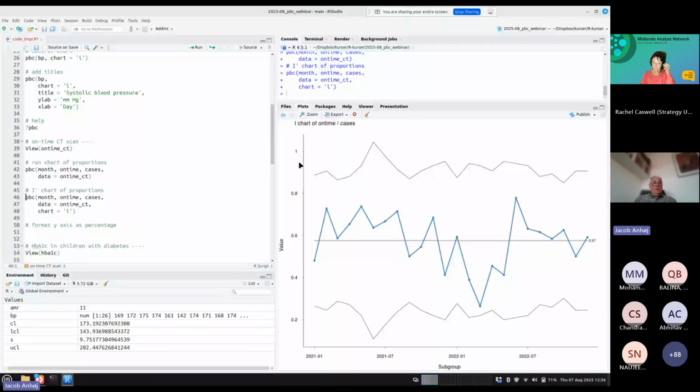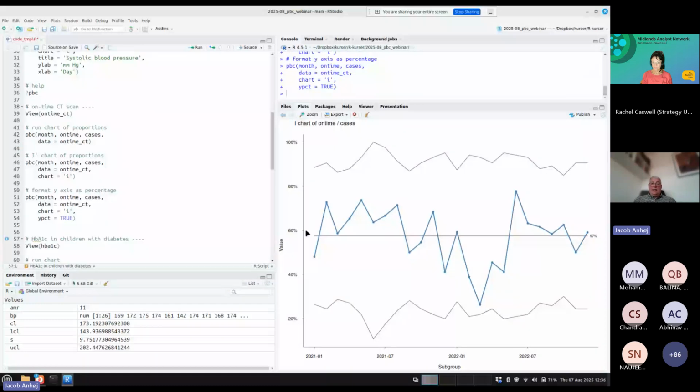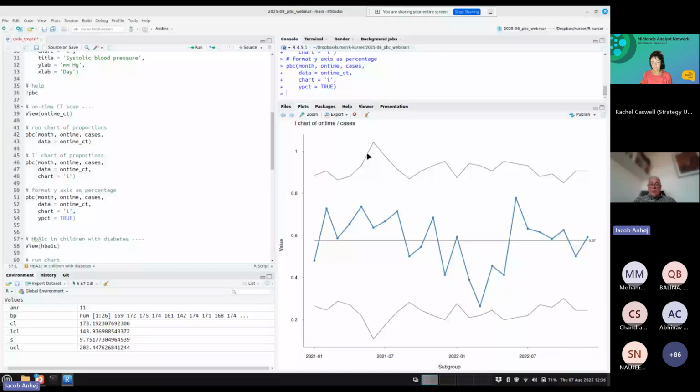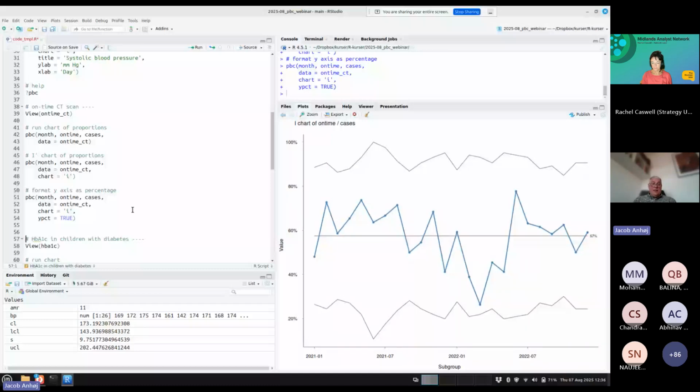These are proportions. We might want to show data as percentages. Then we simply add the y percent argument, and now you can see the y-axis turns into percentages. Also, you may note that the upper control limit, this data point here, actually in the previous one, is slightly above 100%. When we use the y percent argument, we censor the y-axis to 0 and 100 because percentages cannot be below 0 or above 100, at least not for this type of data.